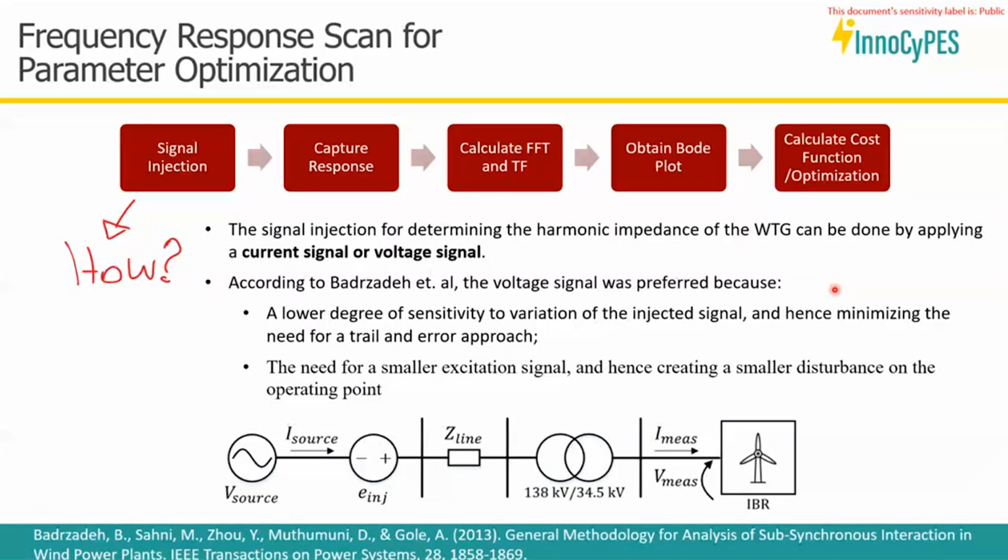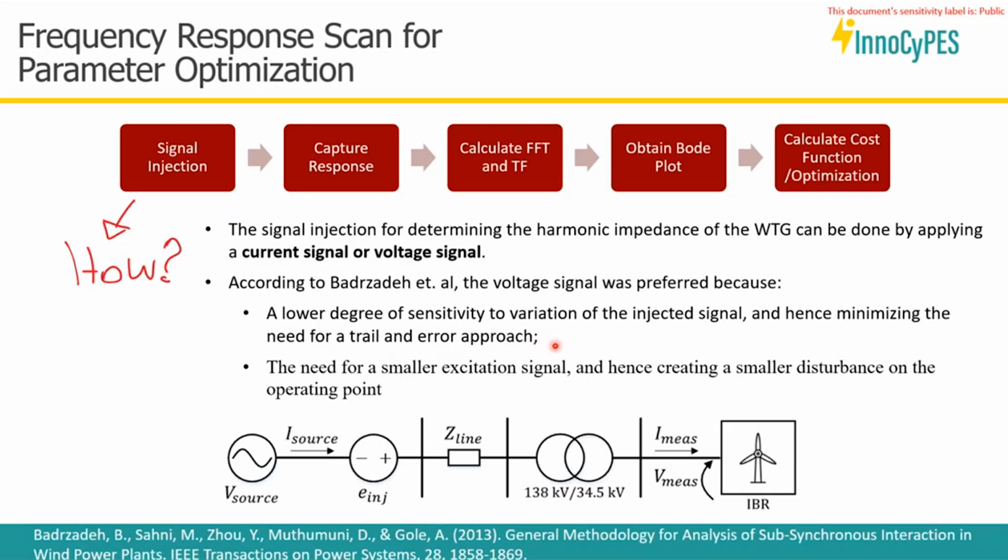Because when you are injecting the signal, you need to be aware that you are dealing with a non-linear system, right? So this involves a small signal approach. You don't want, while doing this injection, to really interfere much with the operating point, right? So that's why they decided to do this voltage signal injection, because they saw that it has a lower degree of sensitivity, minimizing this problem of trial and error.